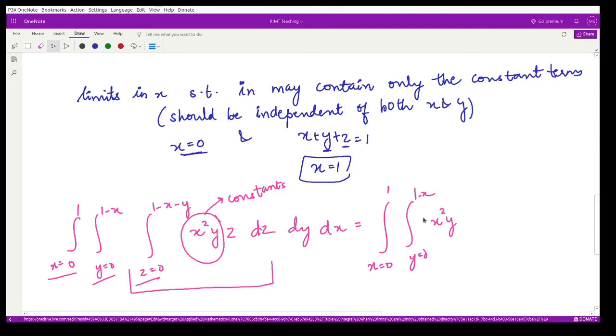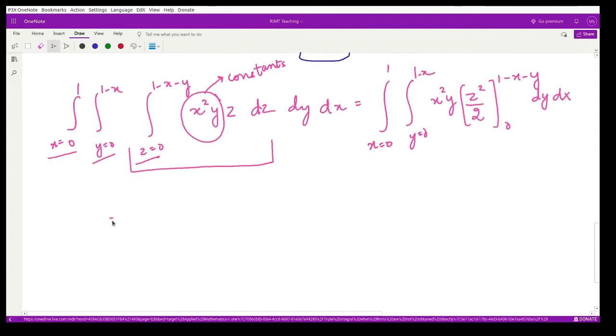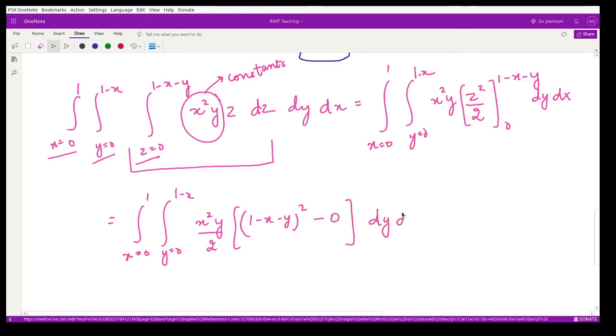And what is the integration of z? It is z square by 2, and we take the limits from 0 to 1 minus x minus y, and then we have dy and dx as such, and then we can substitute the limits. So we will have x varying from 0 to 1, y varying from 0 to 1 minus x, x square y as such, and then we can also take 2 outside, so z square would be 1 minus x minus y whole square, and then the lower limit 0, and we have dy and dx.